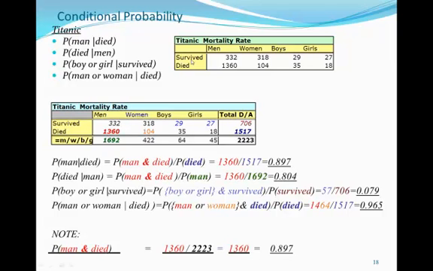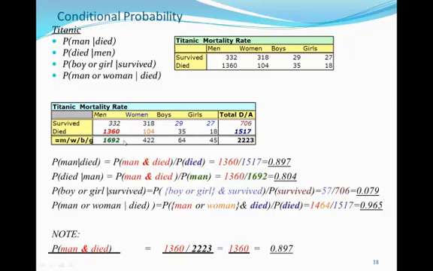So let's look at another example about conditional probability. It's about the Titanic mortality rate. So we have survived, died, men, women, boys, girls, right? So let's summarize the table. I sum up the row totals and the column totals. When you encounter a conditional probability involving a table, the first thing you need to do is compute the row totals and column totals. That's a key thing. That's the very first thing you need to do.